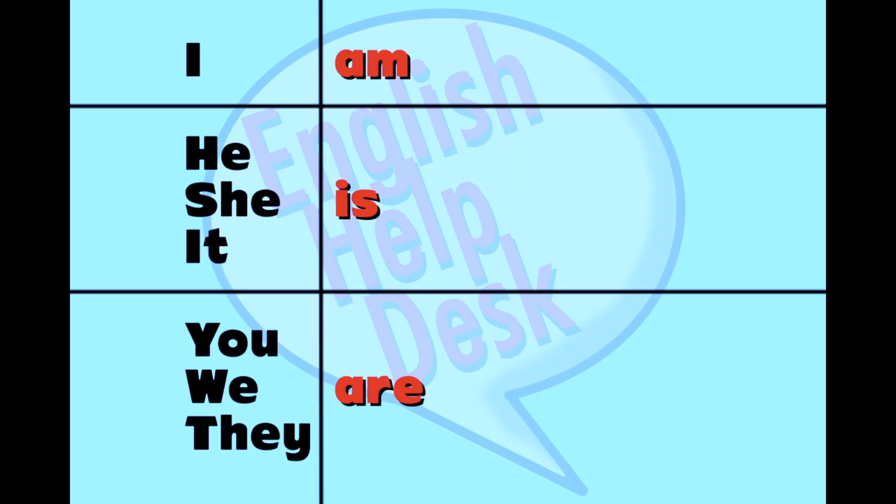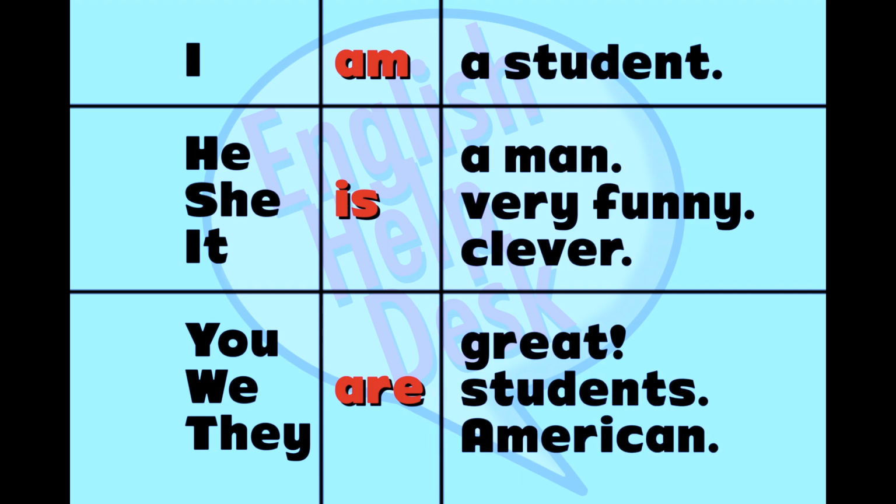I am. He is. She is. It is. You are. We are. They are. I am a student. He is a man. She is very funny. It is clever. You are great. We are students. They are American.